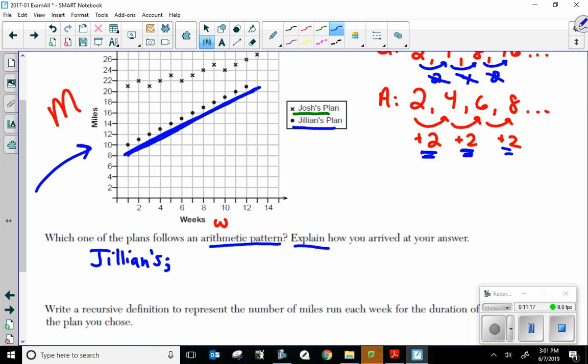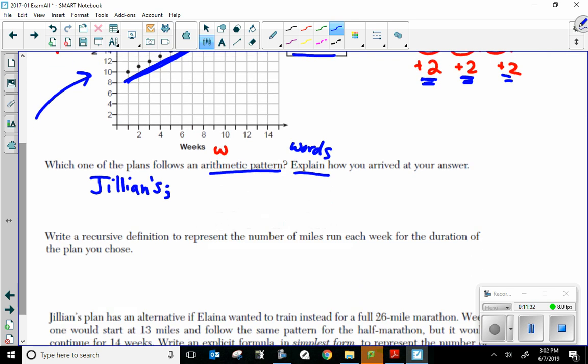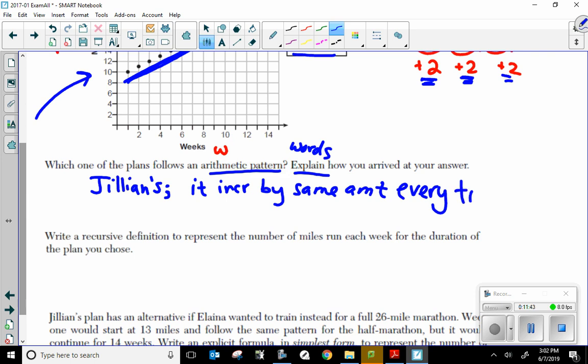Explain. Use my words. How do I know that? Well, I told you I would write it that way. It goes up the same amount every time. It's a line. It has the same slope. So I would just write that. I don't know. It increases by the same amount every time. Boom. Those are words. Good. Look at you using your English.